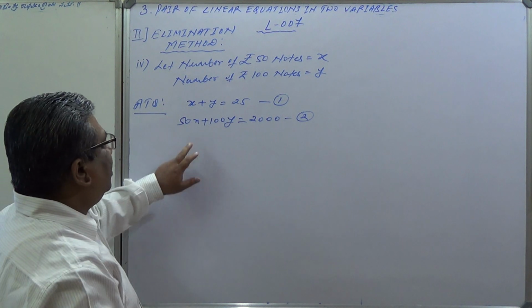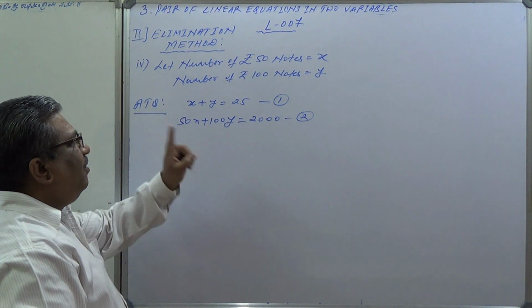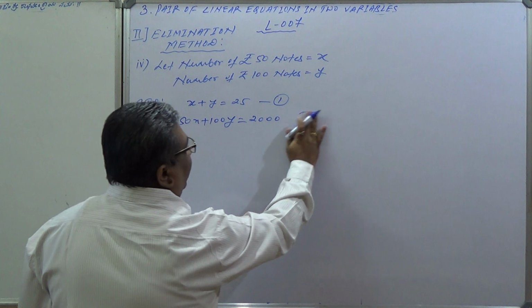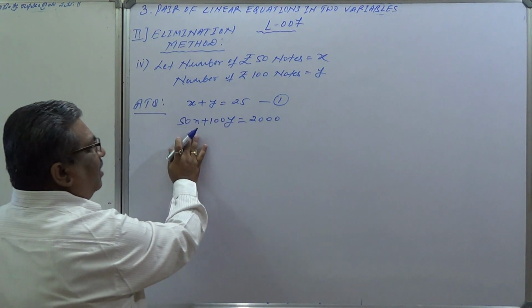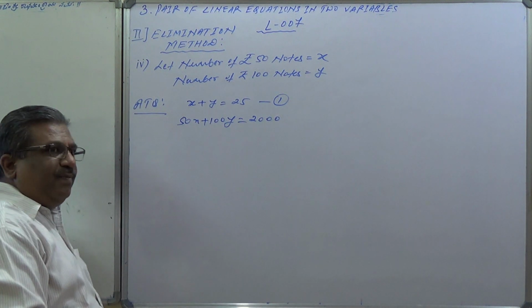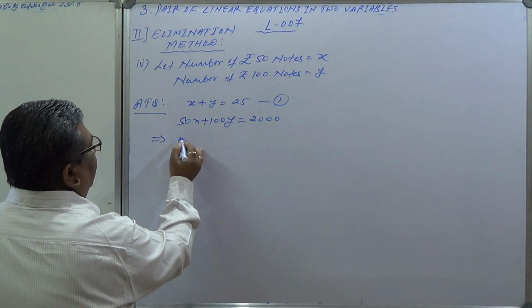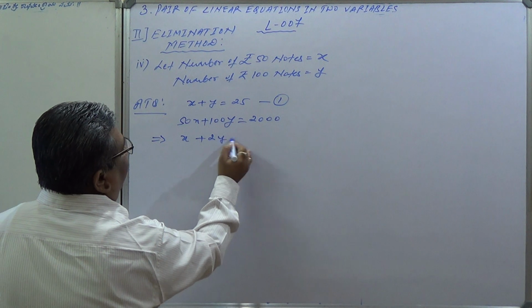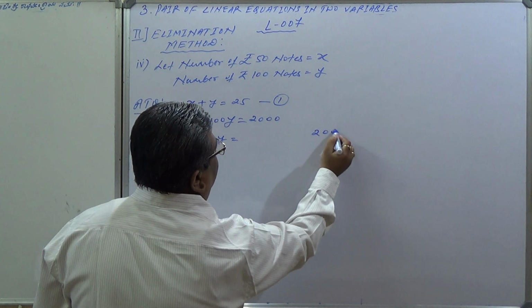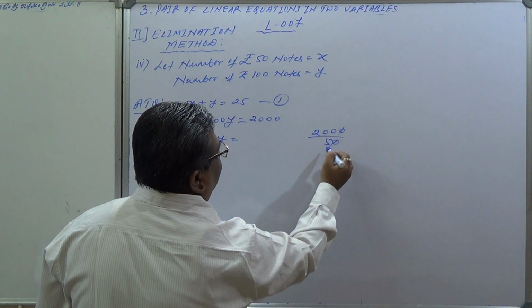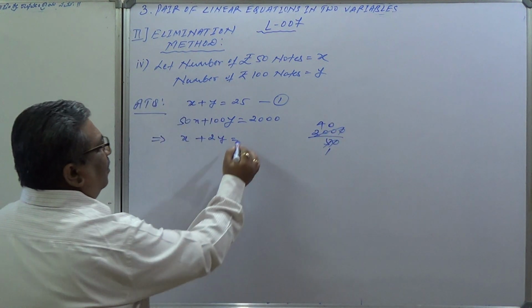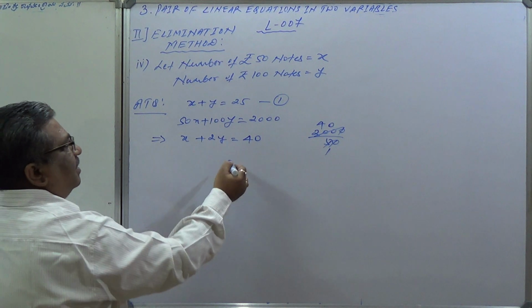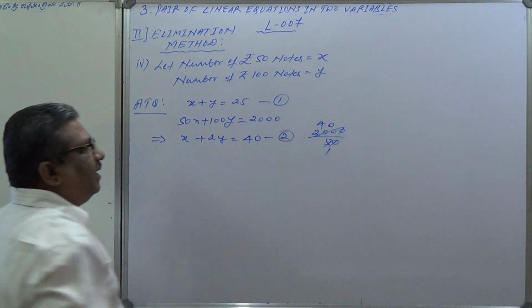Now by elimination method, before I tag it to over here, let me simplify by taking some common. What is common over here? 50. Divide the entire equation by 50 in order to get x plus 2y equals 2000 divided by 50. 5 ones are 5, 5 fours are 20, 40. Therefore, I'll get 40 here. This is the simplified equation. Tag this as second equation.